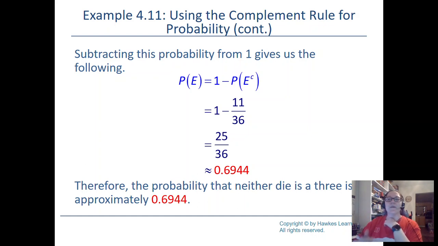Okay, and again, notice I am using that squiggly equal sign, meaning that is rounded at that point. You can always use the fraction, which is basically the unrounded answer. So, therefore, the probability that neither die is a 3 is about 69.44%.